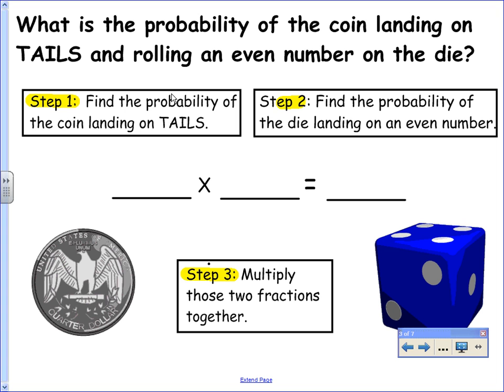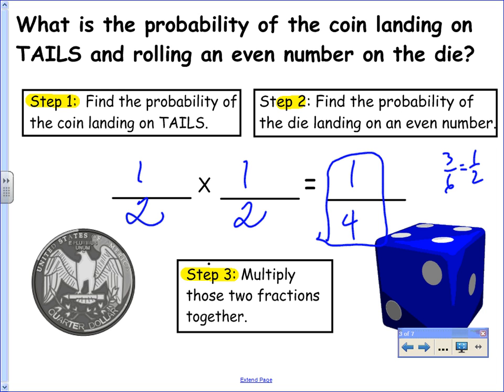Next one, find the probability of the coin landing on tails, which again is 1/2. And then find the probability of the dice landing on an even number. There's 3 even numbers and there's 6 sides. So 3/6 is the probability, but I can simplify that to 1/2. 1 times 1 is 1. 2 times 2 is 4. So there's a 1/4 chance of me getting tails here and an even number here.